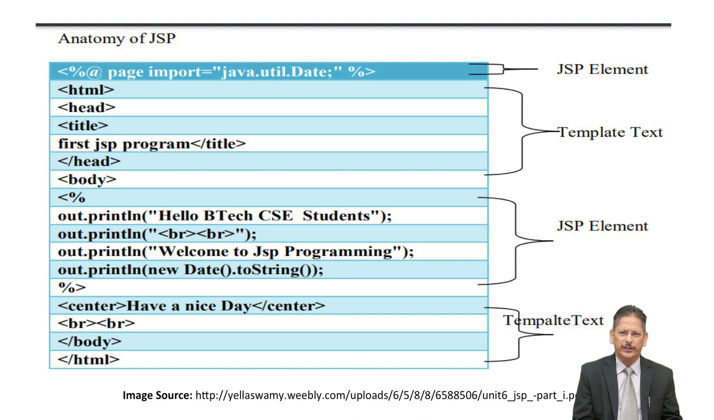So these are the JSP elements. Then we have center, this is again the HTML portion, because the % sign is closed here with %>, and after that the HTML tag starts. This center is an HTML tag, and this will display have a nice day in the center line, then two line breaks, then body will close, and then HTML will close. This is the anatomy of JSP page.